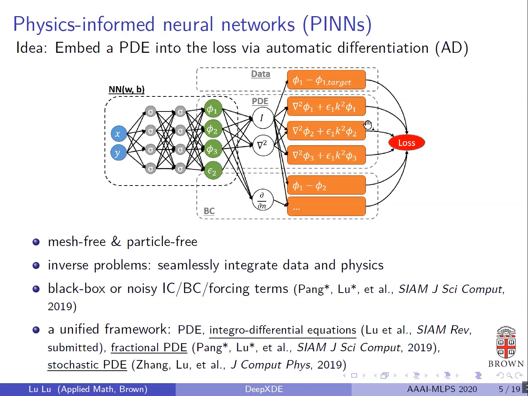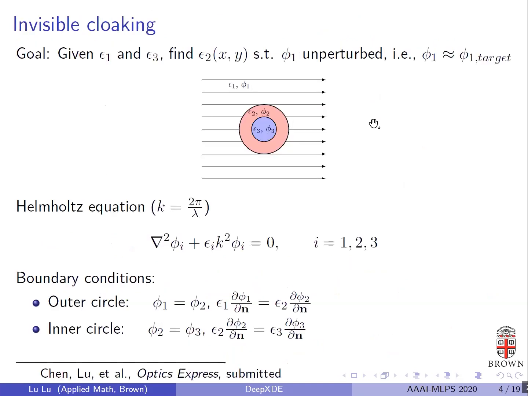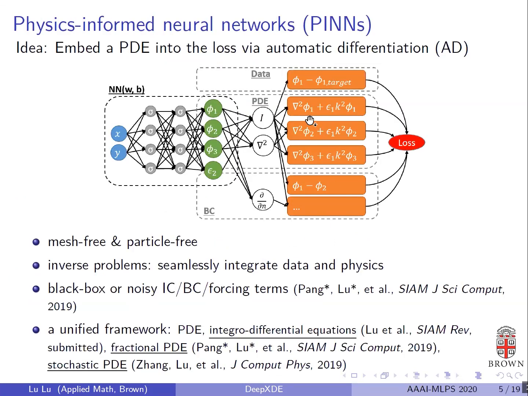For example, for this outside region, phi1 should satisfy this Helmholtz equation. Then we can randomly select a few different locations in the outside domain and evaluate the value of Laplacian phi1 plus epsilon 1 k square phi1. Ideally, this term should go to 0 to satisfy our PDE, but initially, definitely it does not. So we add this term again into the loss function.